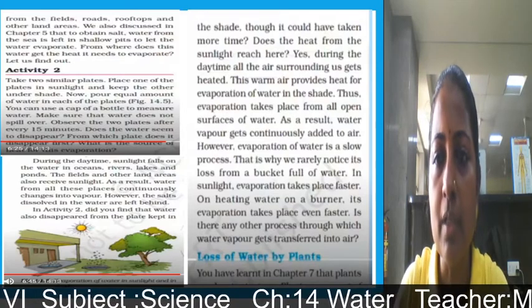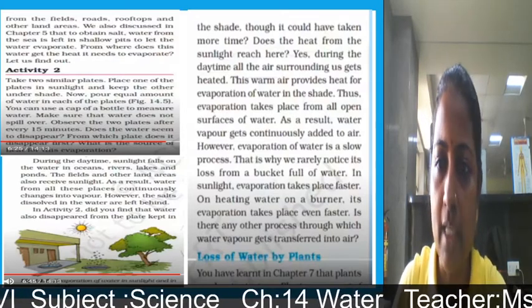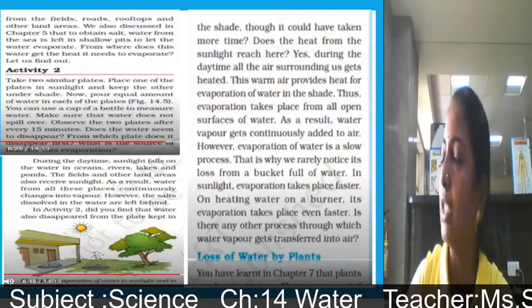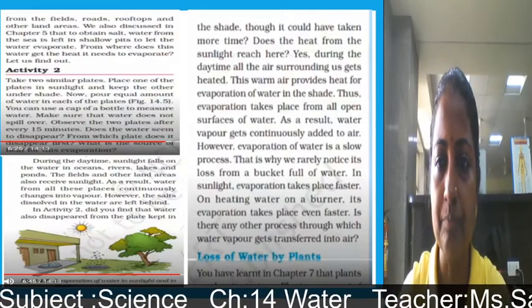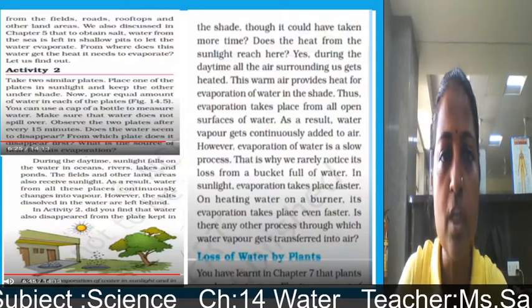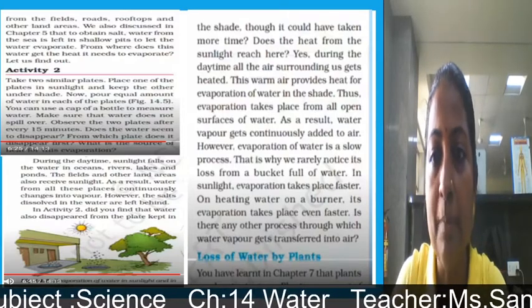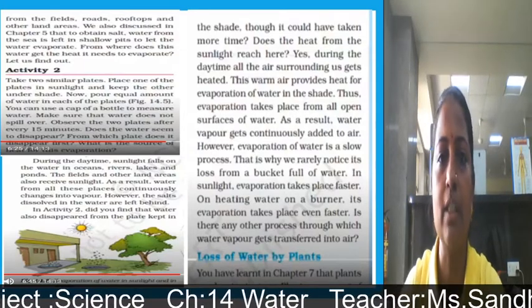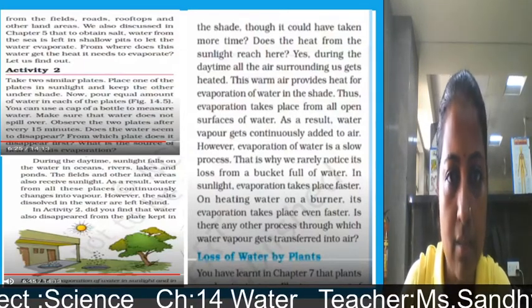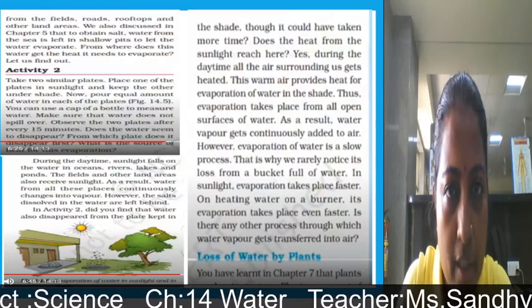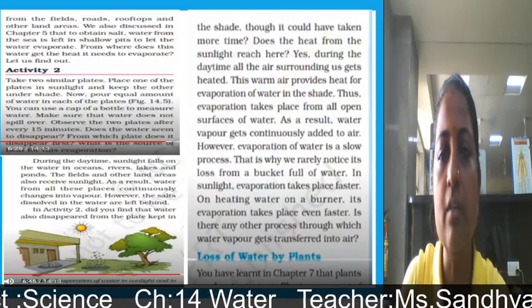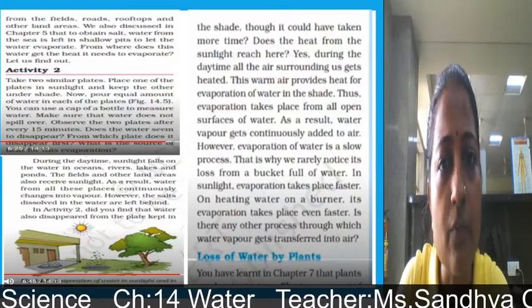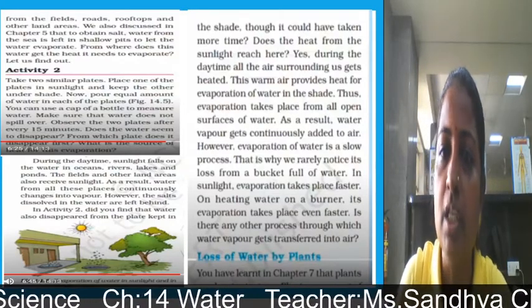Okay, in the summer or on sunny days we can feel it outside the home if sun rays are coming, and inside the home also. Whenever the temperature is more, at that time we feel more hot because that heat is transferring. In simple language, during the daytime all the air surrounding us gets heated, and this warm air provides heat for evaporation of water in the shade.